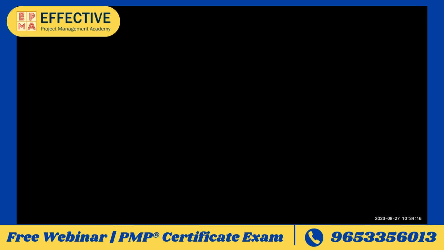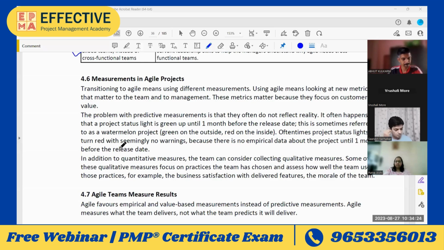So welcome friends, and let's start on the next part. Measurements in agile projects. We have actually seen how agile projects are measured only at elementary level. Only working software, something which is 100% completed, gets measured.